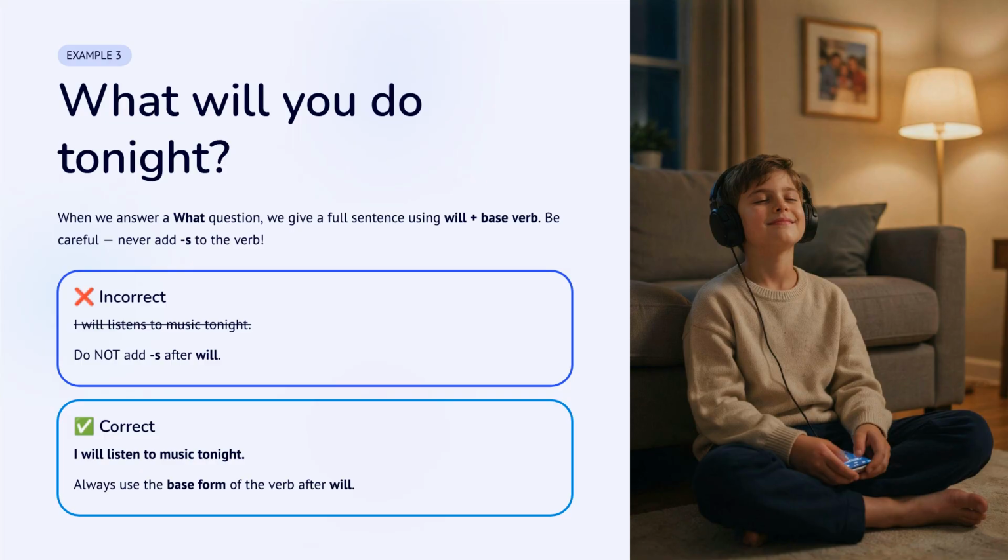Let's examine example 3. When a question starts with what, like, what will you do tonight? We need to give a full sentence answer using will plus base verb. Be very careful here. Never add S to the verb after will. Incorrect: I will listens to music tonight. Correct: I will listen to music tonight. Always keep the verb in its base form after will.